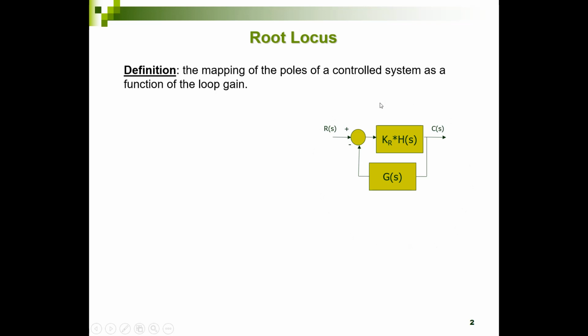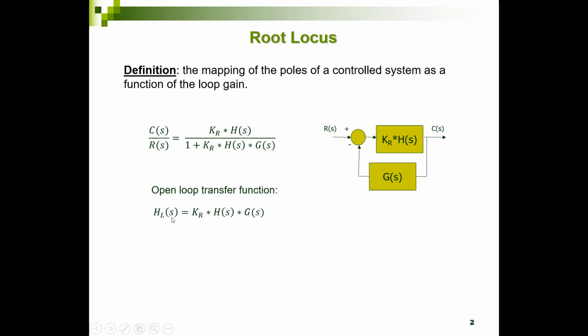And by having this system, we can define the transfer function between the output of that control system C over the input signal R. We can say C over R are all the systems in the forward branch divided by 1 plus all the systems in the loop. So we get KR times H in the numerator divided by 1 plus KR times H times G in the denominator. So this is my transfer function for that feedback system. KR times H times G is also called the open loop transfer function.